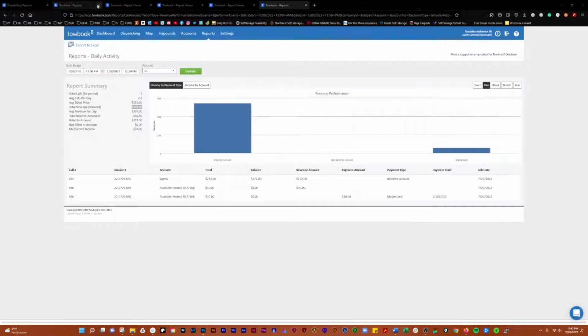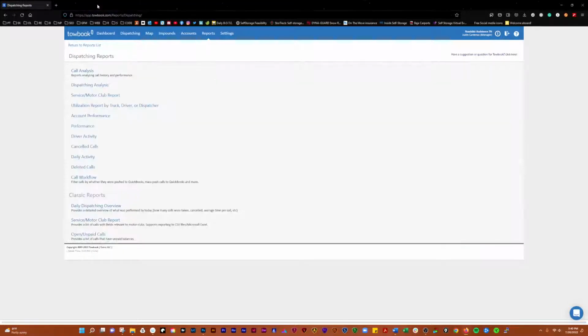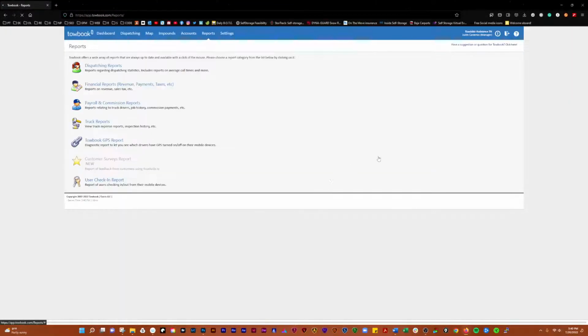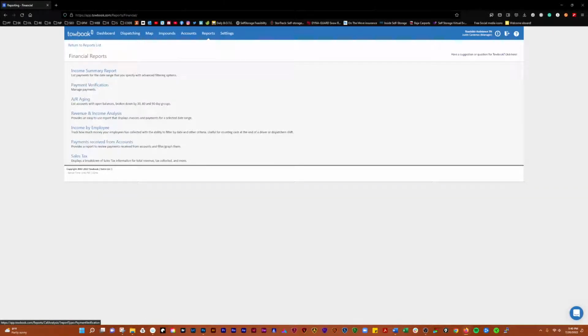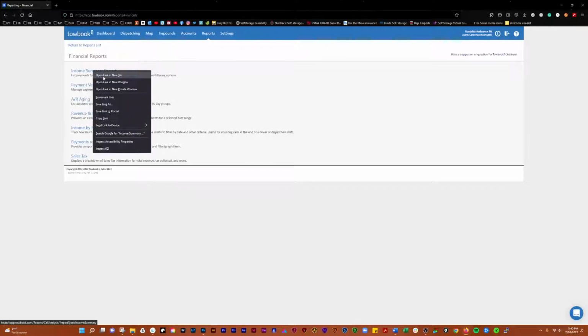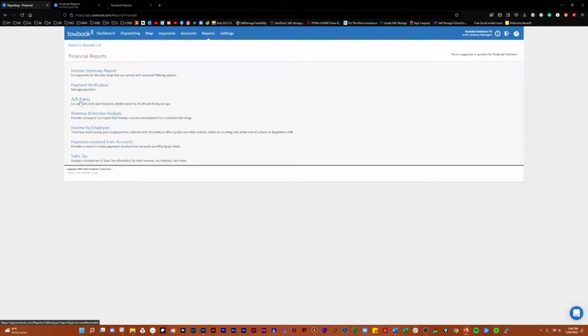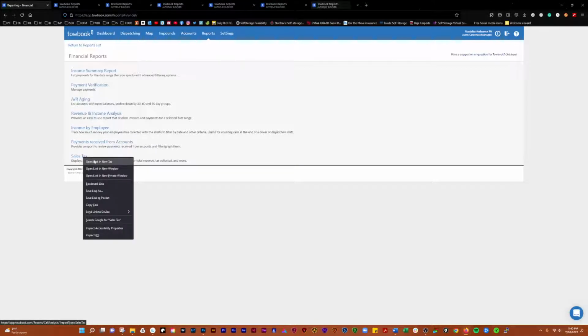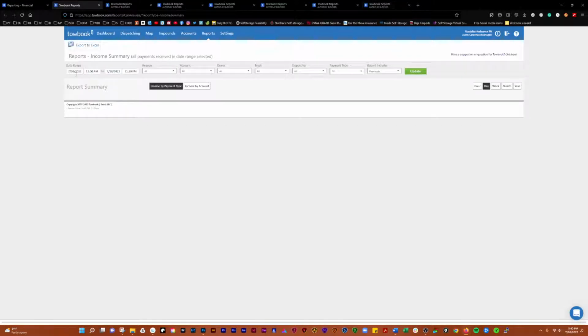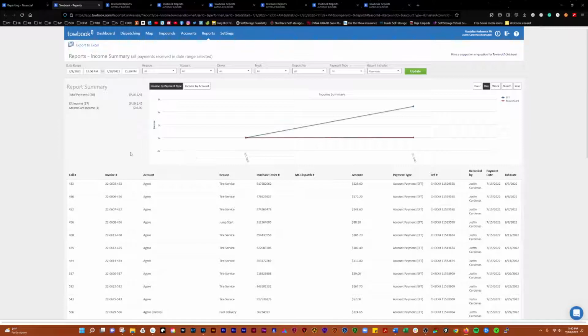Then we'll get into the fun part here. Well, maybe it's fun. Then you have your financial reports. Told you this is going to be a long one. Your income summary, payment verification, accounts receivable aging, revenue and income analysis, income by employee, payments received from accounts, and sales tax if you use it. These all are going to work the same as the others. You pull your date range and you can see what's going on here.